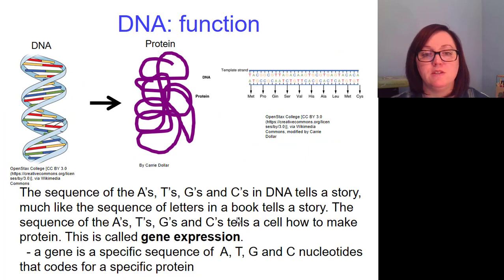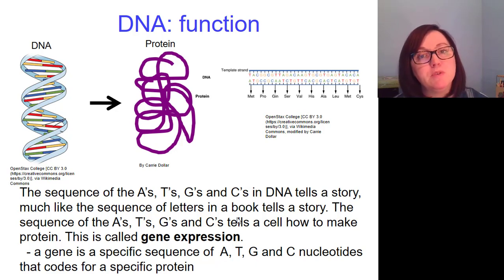In terms of function, as I said, DNA is important for gene expression, right? The sequence of the A's and T's and G's and C's in DNA is very important, just like the sequence of letters in words is important. If the sequence of letters in a word is messed up, you won't understand what the story is trying to say. So if the sequence of the A's and T's and G's and C's in DNA is messed up, you won't have the right code for making the right protein. The sequence of A's, T's, G's, and C's tells the cell how to make protein, and we call this process gene expression.